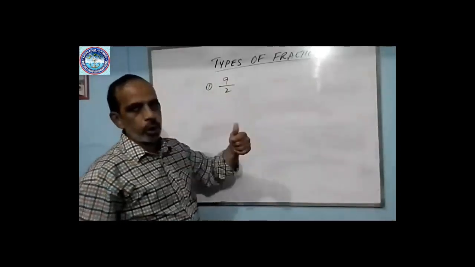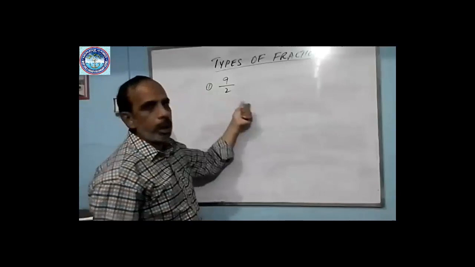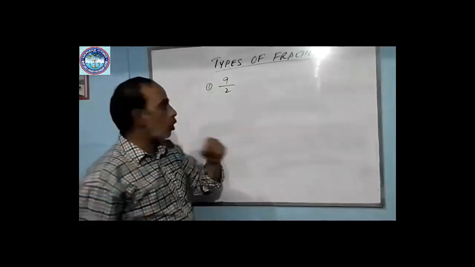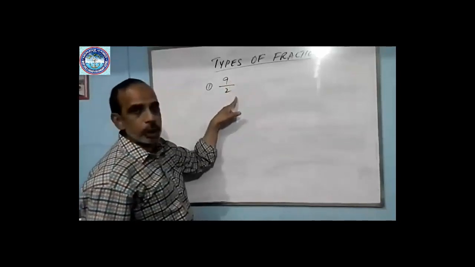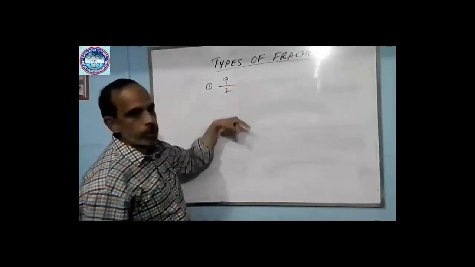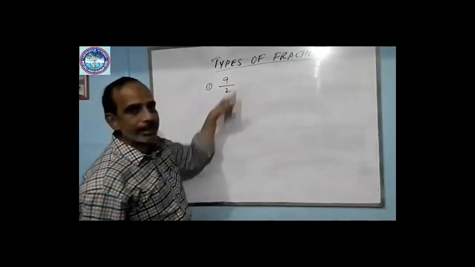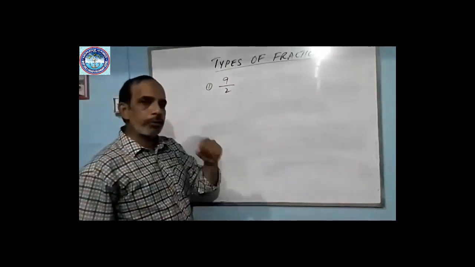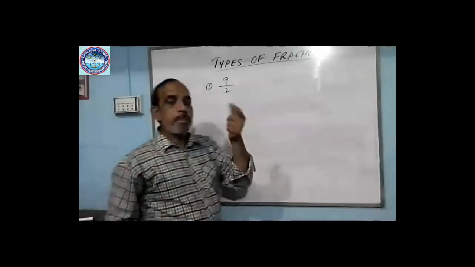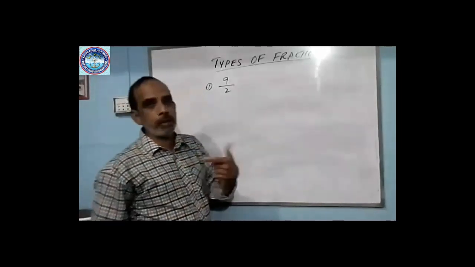What is that fraction called? That fraction is called an improper fraction, because in an improper fraction, just as I told you, the numerator is greater than the denominator. Here the same situation is there, the numerator is greater than the denominator. This is called an improper fraction. So if we want to convert this improper fraction into a mixed fraction, how can we convert it?